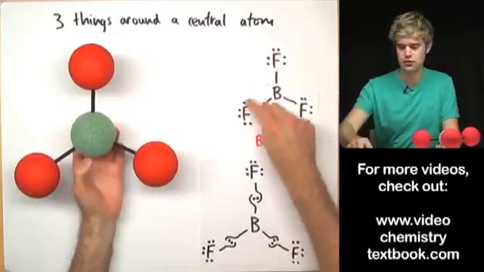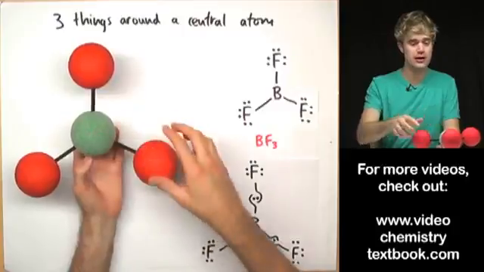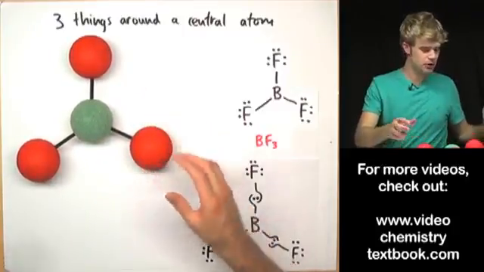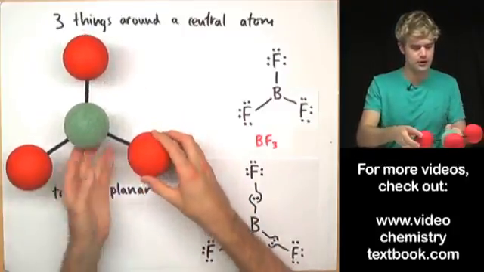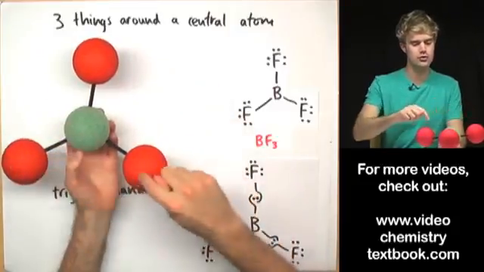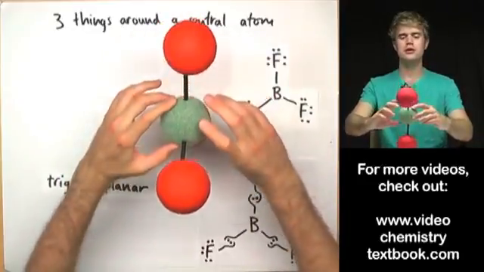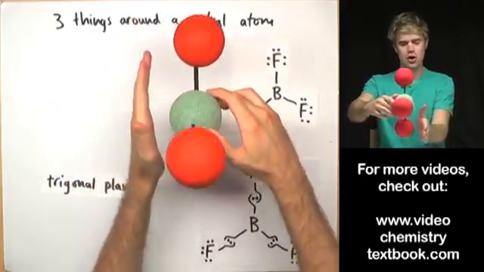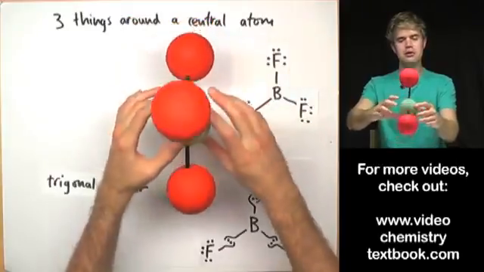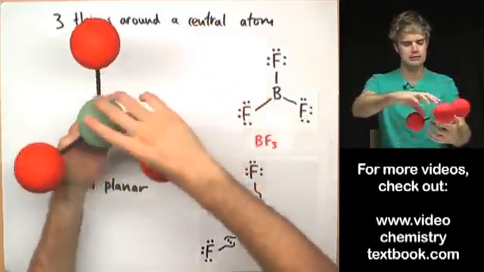I'm going to have these three atoms, 1, 2, 3, surrounding a central atom, and I'm going to get the shape called trigonal planar. The trigonal comes from the fact that there are 1, 2, 3 things. That's just what trigonal means. And planar, because take a look at this. These atoms are all arranged in this plane, all right? They're all in a straight plane here.